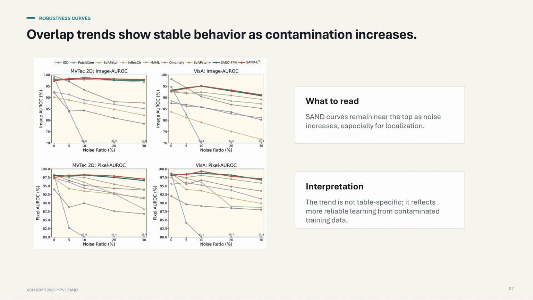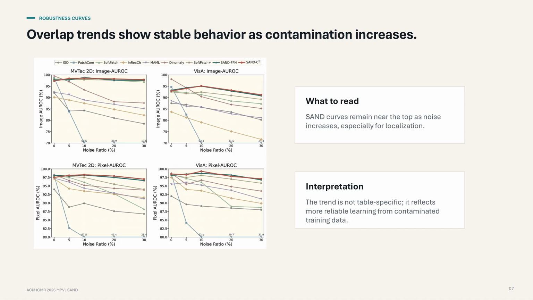The robustness curves provide the same comparison from another protocol. Here, the training contamination may overlap with the test split, which makes the setting more sensitive to noisy memory construction. As the noise ratio increases, several competing methods degrade more noticeably. PatchCore shows a steep drop, and SoftPatch Plus gives weaker localization than in the no-overlap setting.